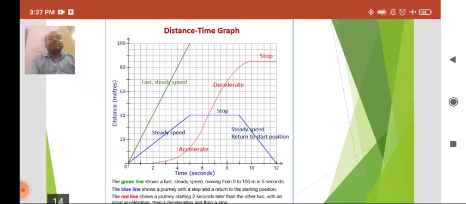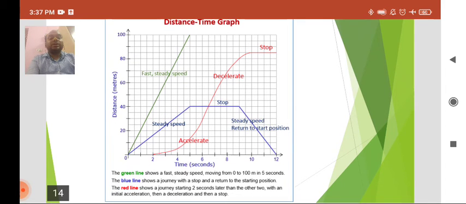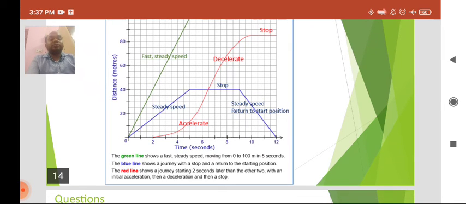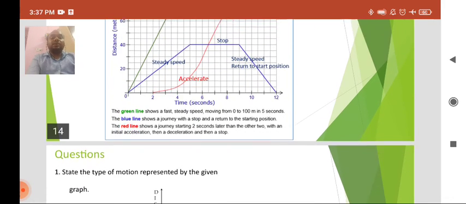So this graph represents three lines. The green line shows a fast steady speed, moving from 0 to 100 meters in 5 seconds. The blue line shows a journey with a stop and a return to the starting position. The red line shows a journey starting 2 seconds later than the other two, with an initial acceleration, then deceleration and then a stop.